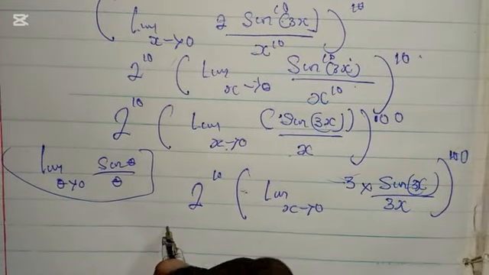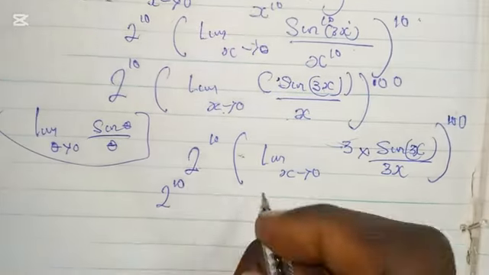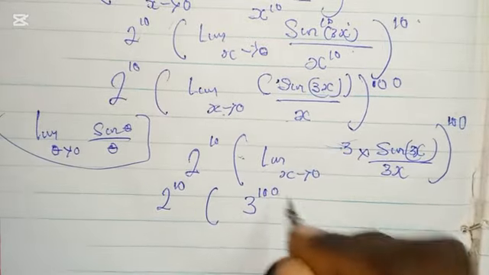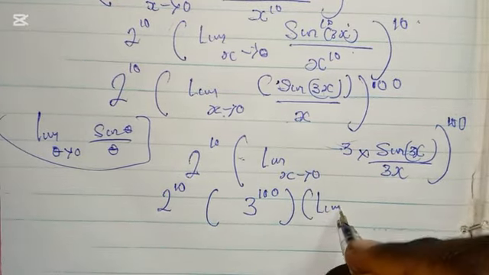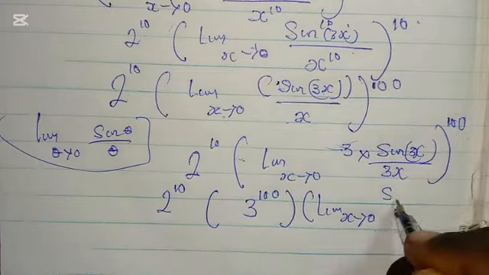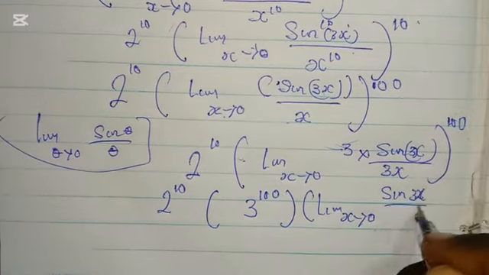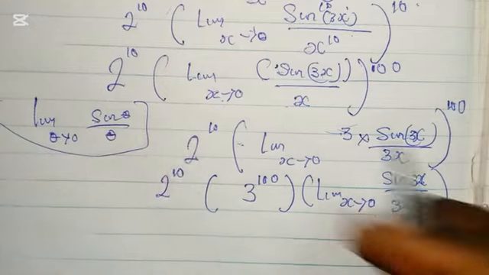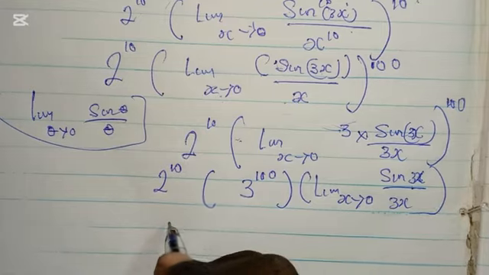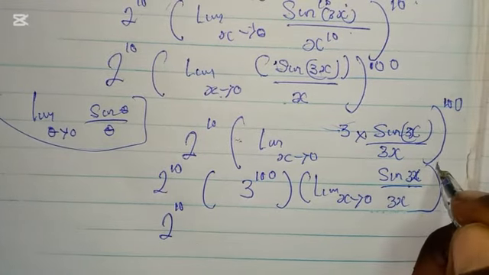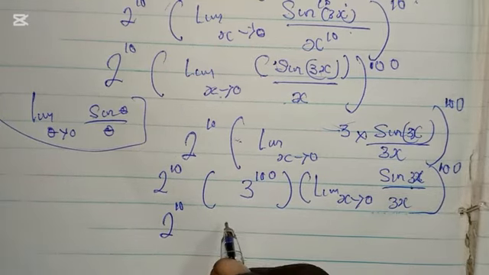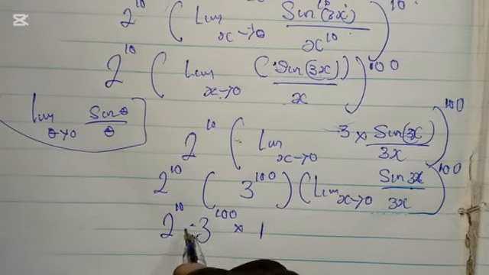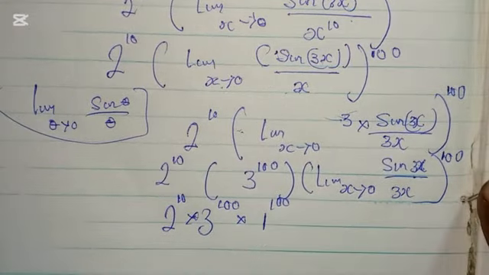We have 2 raised to the power of 10 multiplied by 3 raised to the power of 100 multiplied by the limit of x tends to 0 of sine 3x divided by 3x. So I will know that from this property this is equal to 1. So we have 2 raised to the power of 10. Don't forget this also will be raised to the power of 100. So we have 2 raised to the power of 10 multiplied by 3 raised to the power of 100 multiplied by 1 raised to the power of 100. So 1 raised to the power of 100 is 1.